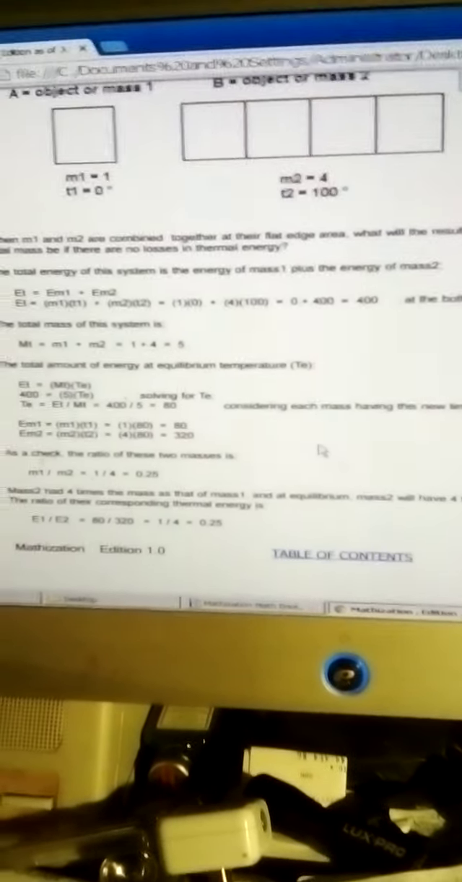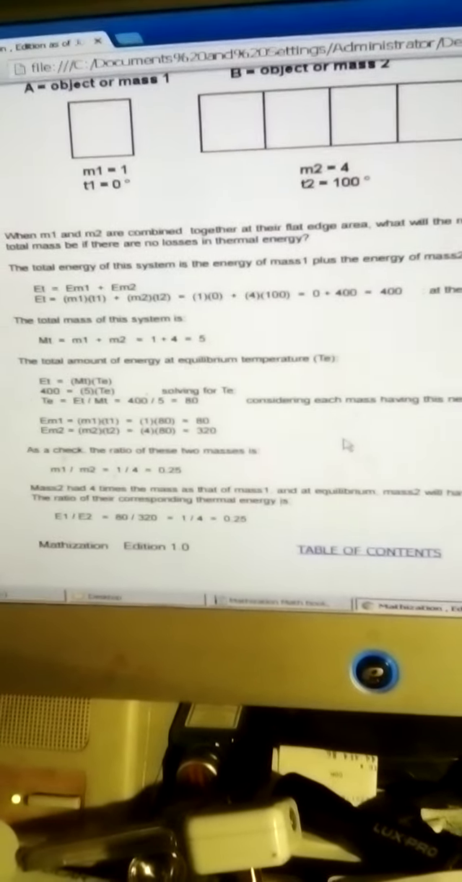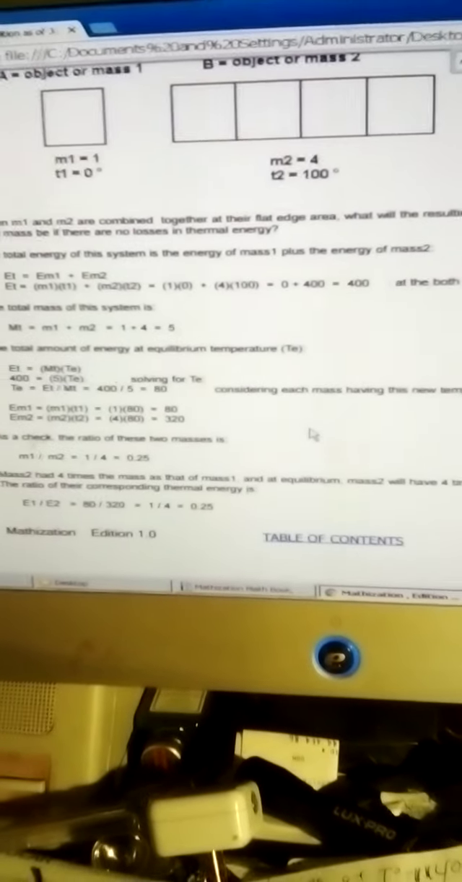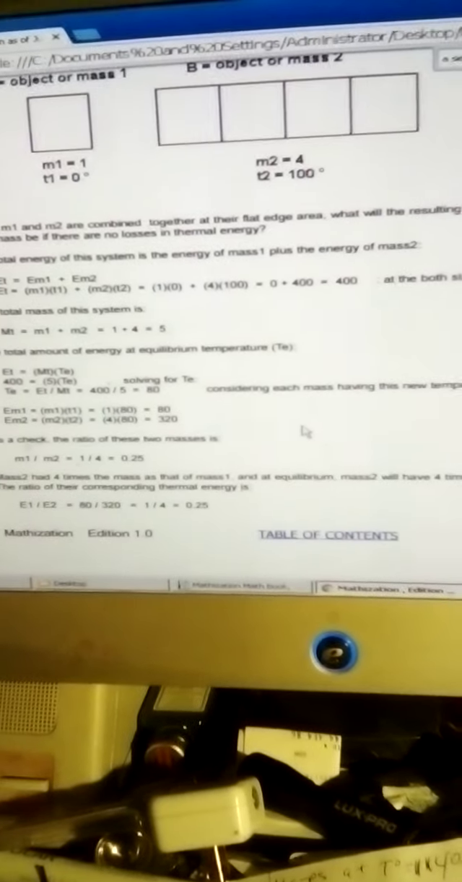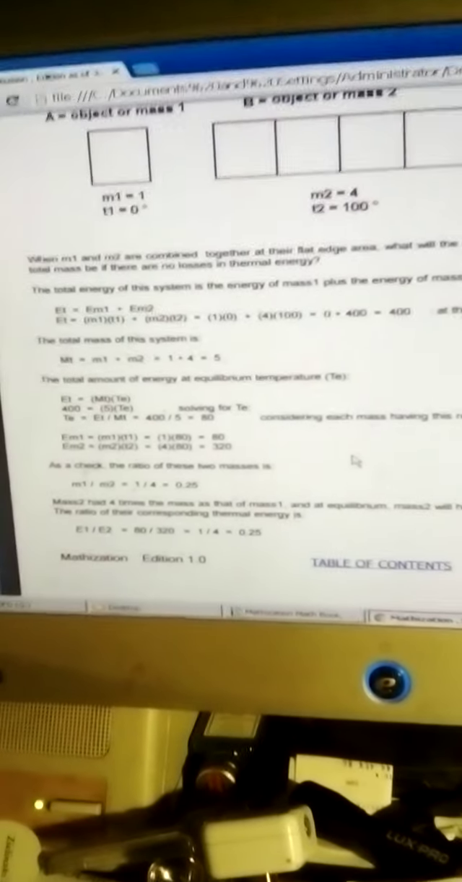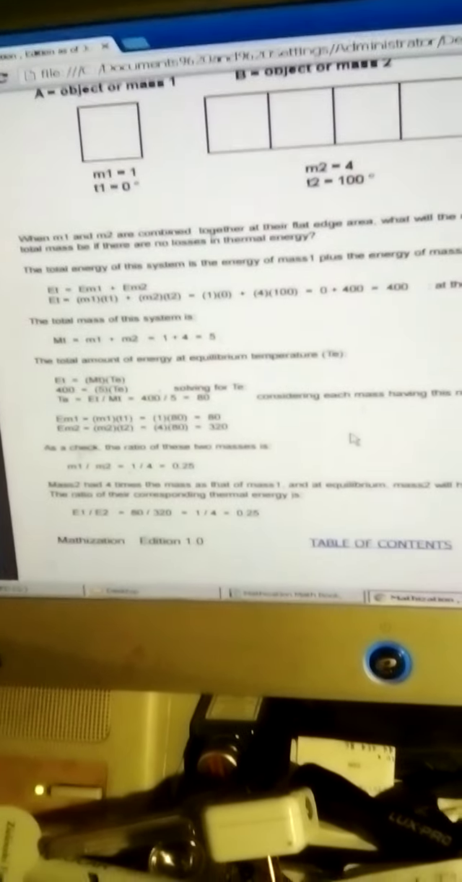Hi, this is a recent video for the Mathization ebook. This is the page in the book itself, and I describe it's about thermal conduction.